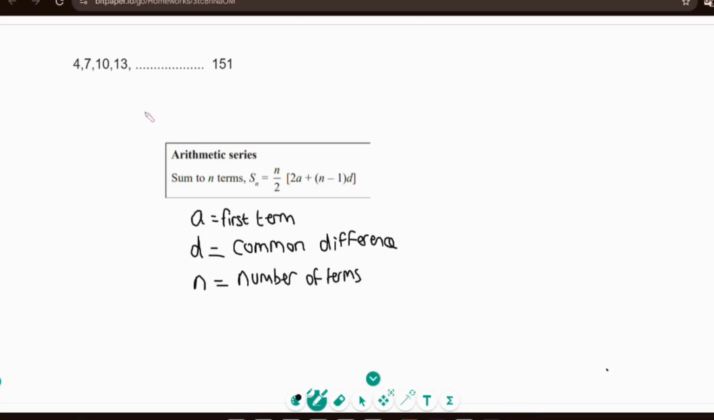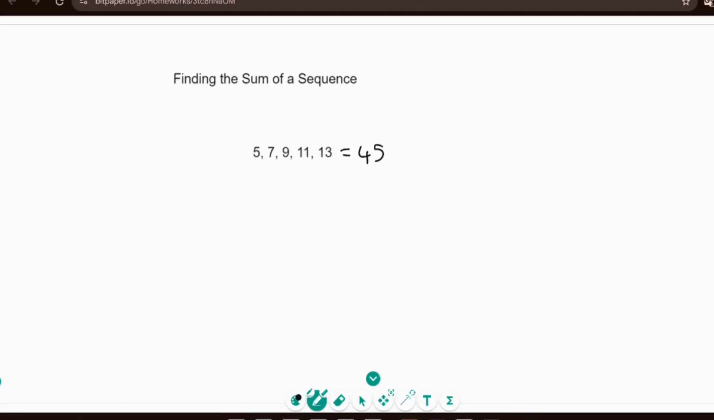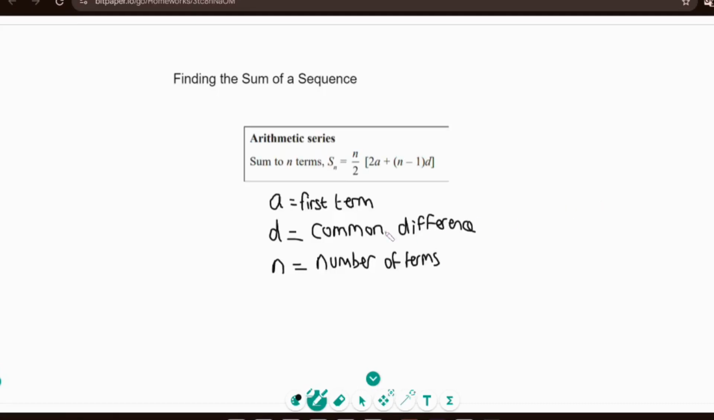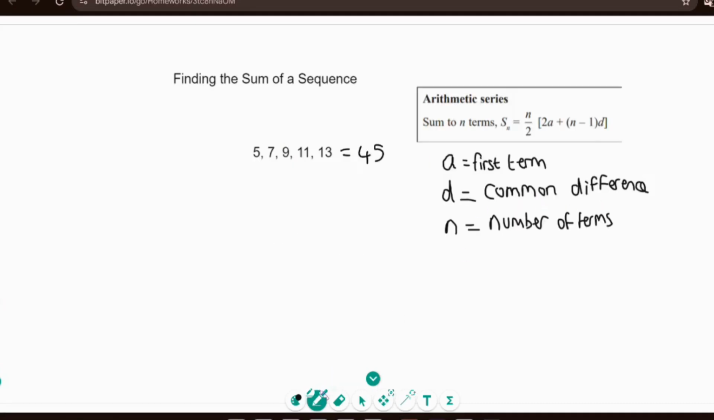So if we could just go back to this really simplified version first over here. I know we can just add them up together, but let's look at how we would put it into the formula. Here we've got 1, 2, 3, 4, 5 terms. So we're summing the first 5 terms. N is 5. So I'm going to use this formula and replace my A, D and N in the formula.